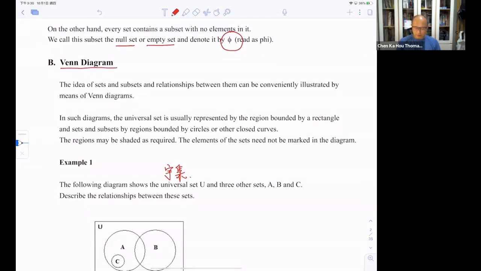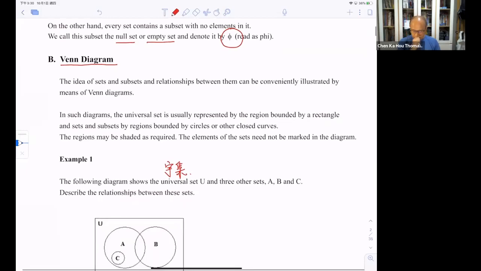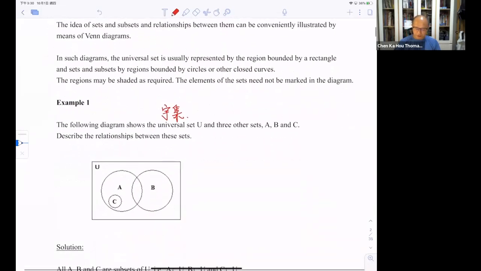Now it's quite common to use a technique called the Venn diagram to illustrate the relationship between sets. It is a very useful method to illustrate relationships between sets, and it is also quite easy to learn. Let's see one example.